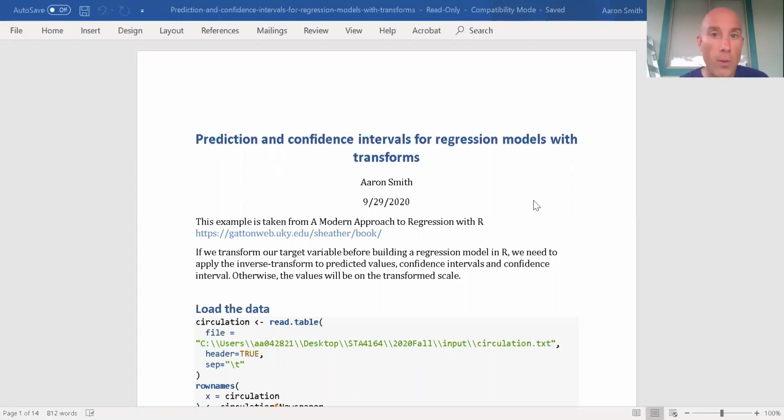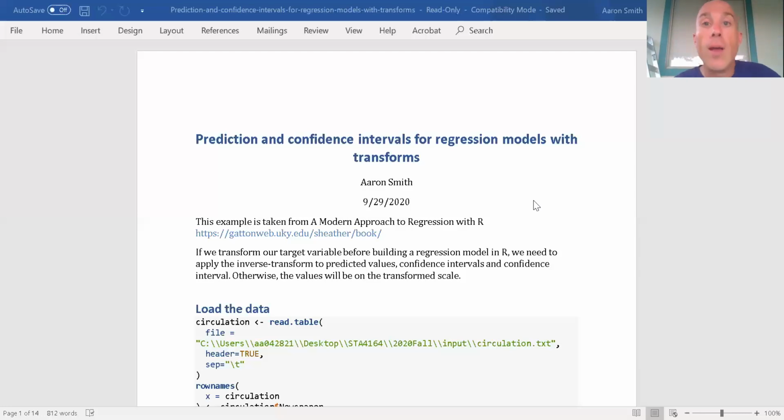But I don't want the transform scale. I want the original observation scale because when I go to explain things to people, that's the one they're going to be ready for. They're not going to be ready for logarithms or square roots or cube roots or anything like that. So what I'm going to do is do my transforms, build my model, then run the predict function.